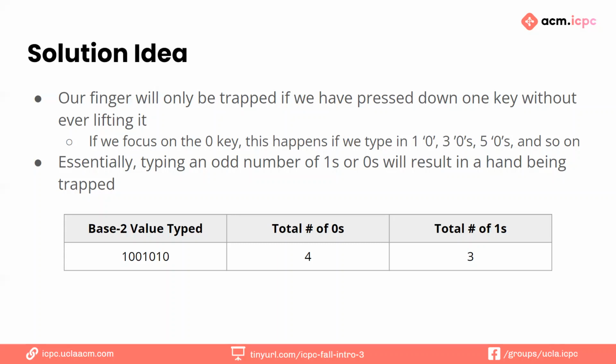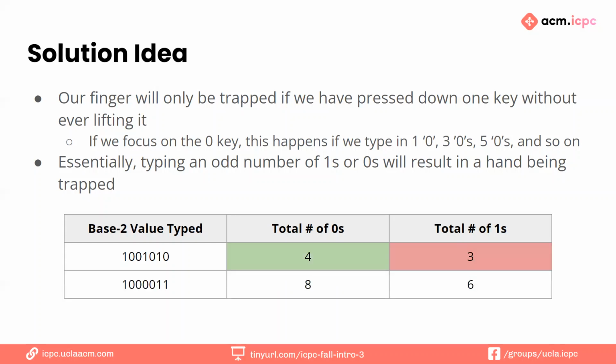So let's see how it works in an example. If we are typing a string 1001010, the total number of zeros is 4 and the total number of ones is 3. So that means that the hand that is typing ones will be trapped because we will press, release, and press again. While for the zeros, we'll press, release, and release. So, right, the hand is trapped.